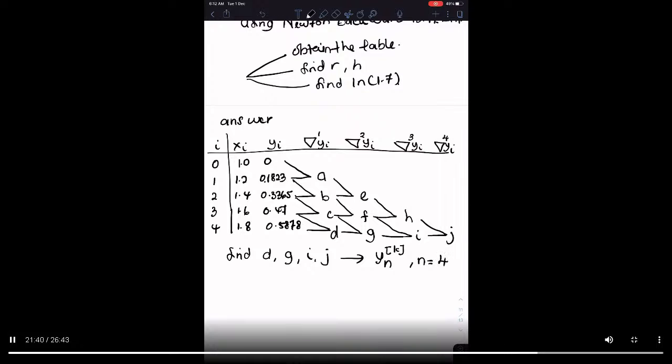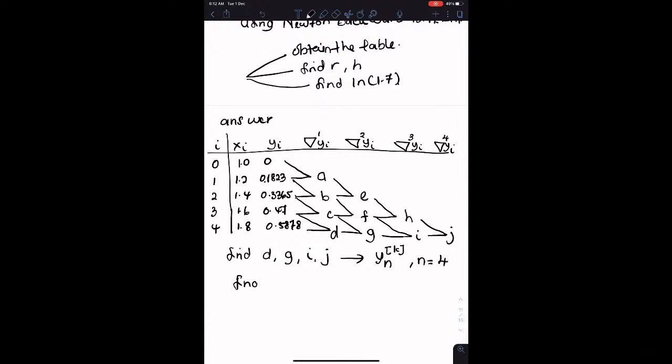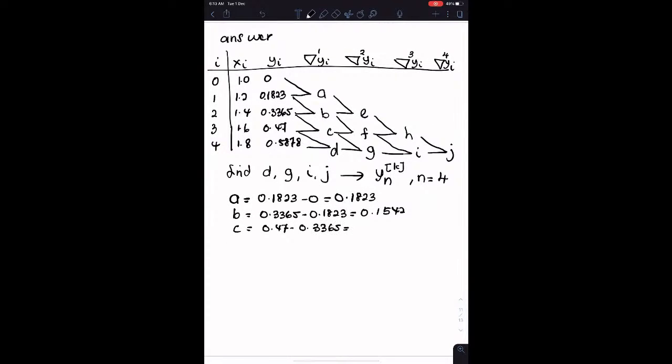All right, come on. We want to use the table, just minus as usual. A is 0.1823 minus 0, no division. B is 0.3365 minus 0.1823. C is y3 minus y2. D is y4 minus y3, which is 0.5878 minus 0.47. You will get a positive answer because the biggest minus the lowest.